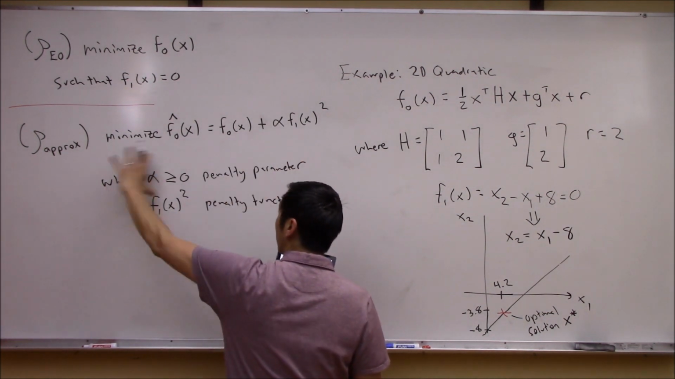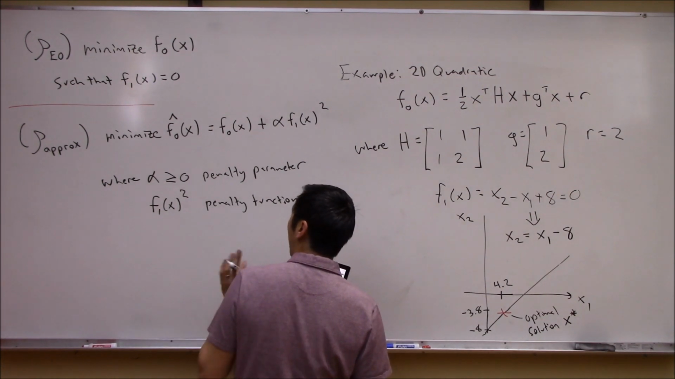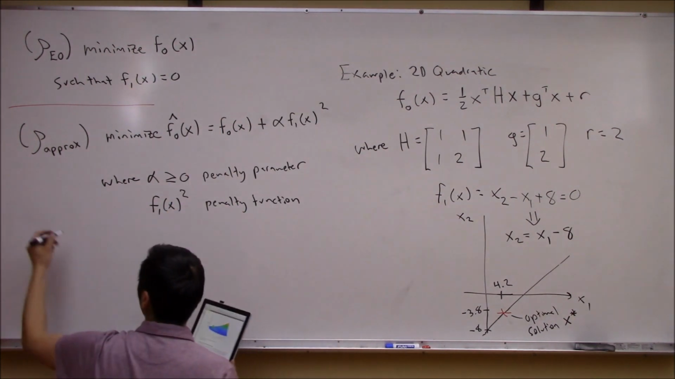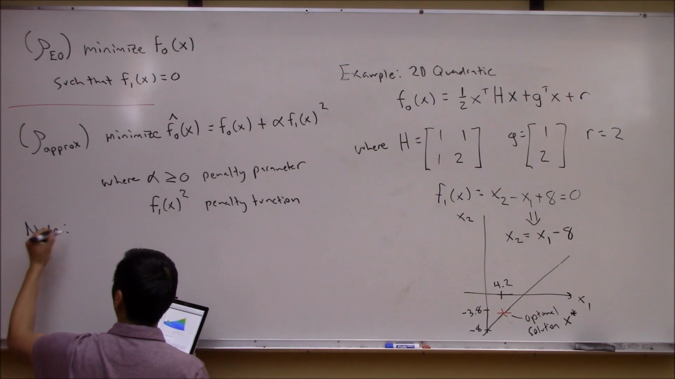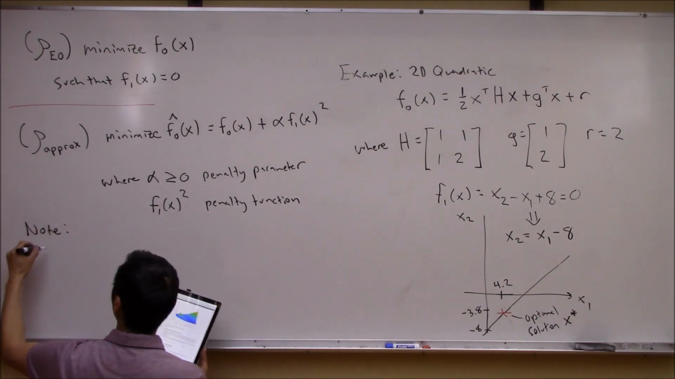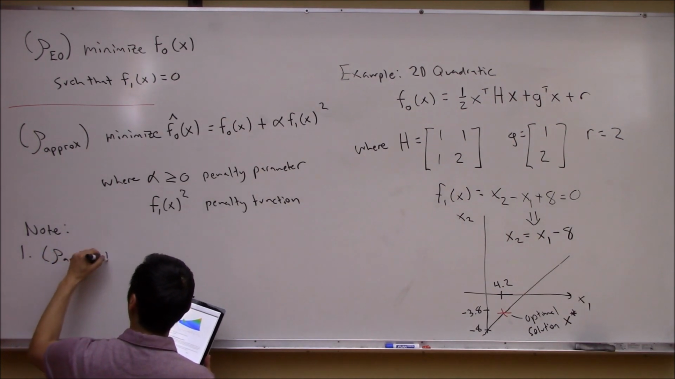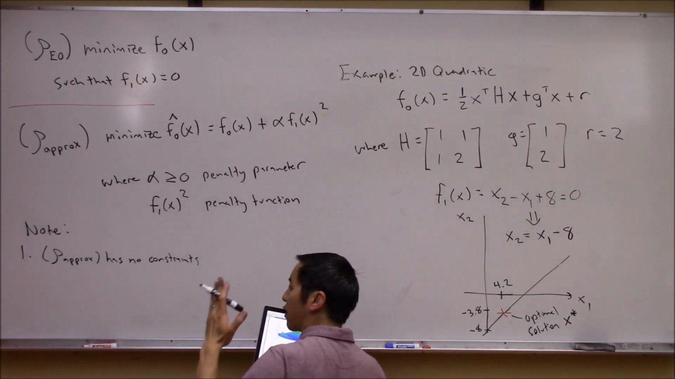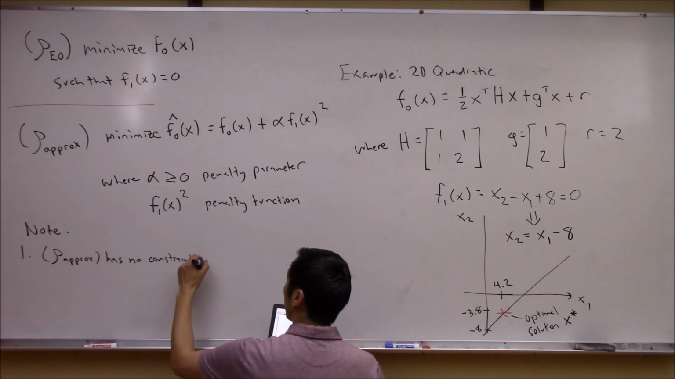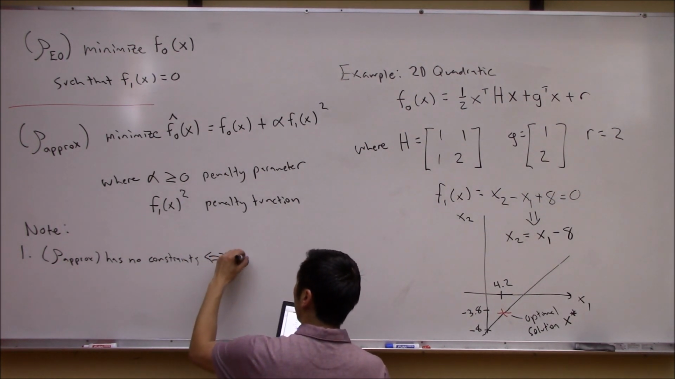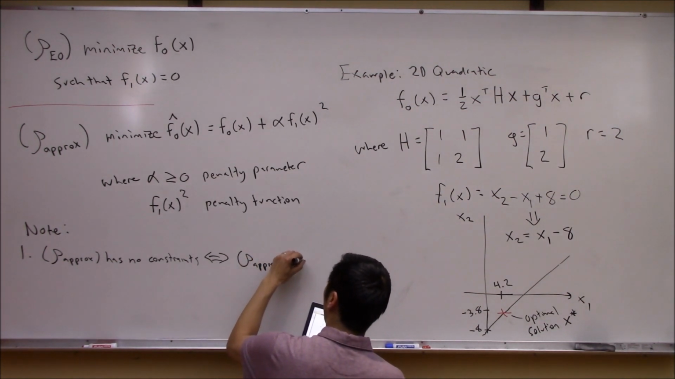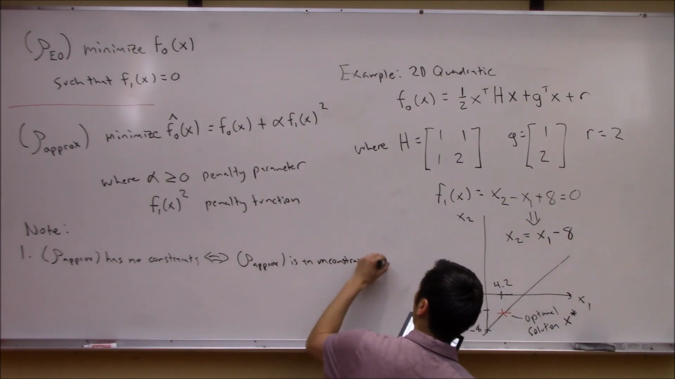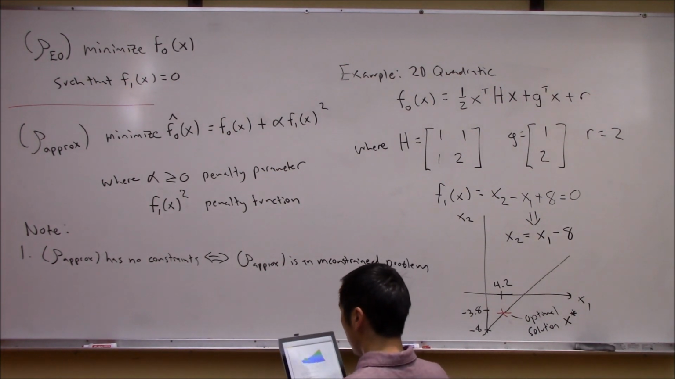So let's look at this approximate problem here and ask ourselves, is it similar enough to the original equality constraint only problem? So let's make a couple of observations. So note a few things about this. One, the first thing to note here is, if you look at this, P approx has no constraints. I don't see any hard constraints where I say something has absolutely got to be enforced, right? So therefore, we can say P approx is an unconstrained problem, as opposed to a constrained problem, right? Okay, so that's handy.